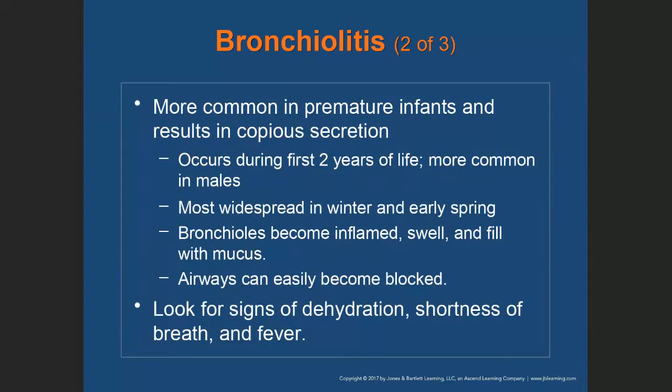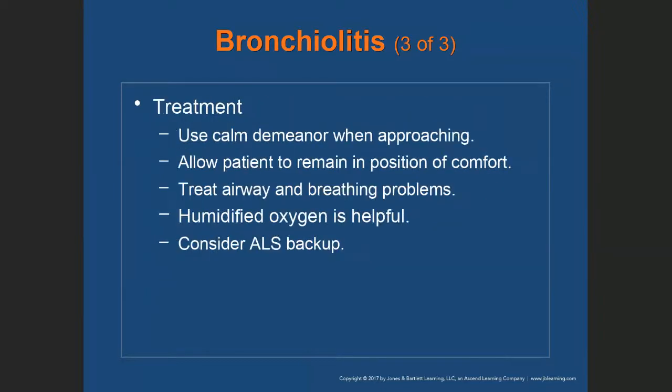It's more common in premature infants and results in copious secretions. It occurs during the first 2 years of life, and is more common in males. Most widespread in winter and early spring. The bronchioles become inflamed, swell, and fill with mucus. Airways can easily become blocked. Look for signs of dehydration, shortness of breath, and fever.